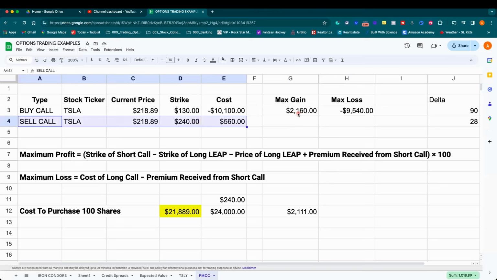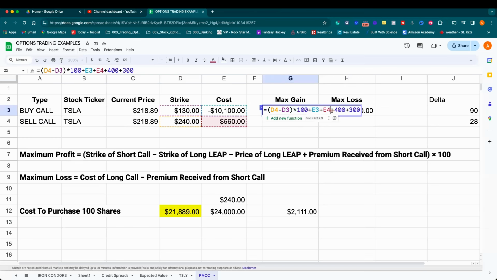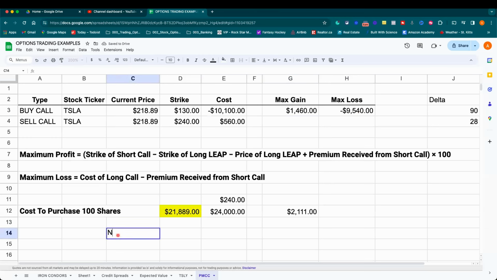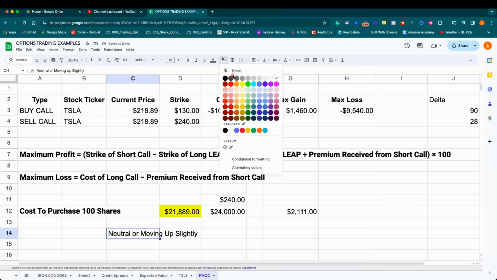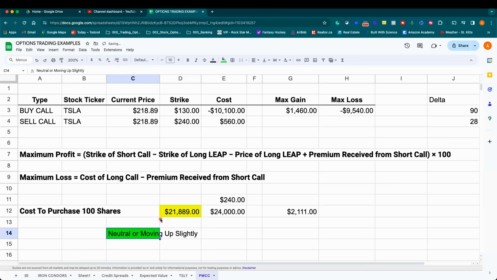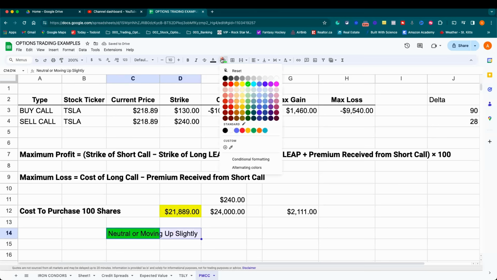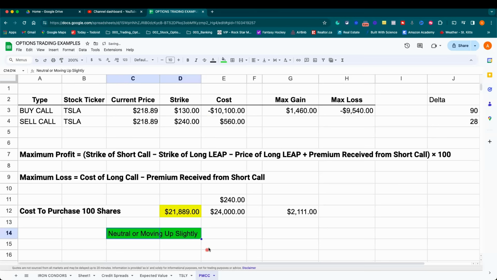Again, it is limited to the price movement of Tesla, which is why selling these poor man's covered calls works best when the market is staying neutral or moving up slightly. That's the best scenario to get the most bang for your buck in terms of this covered call and this poor man's covered call setup. That's where you want to be: neutral or moving up slightly.